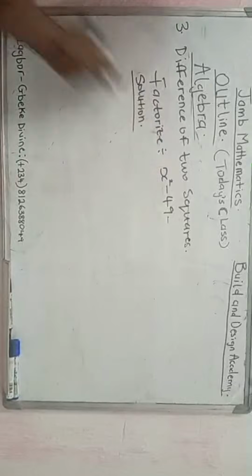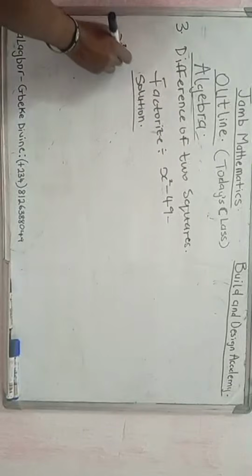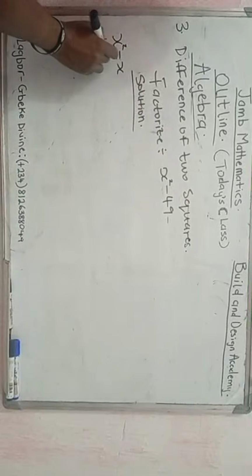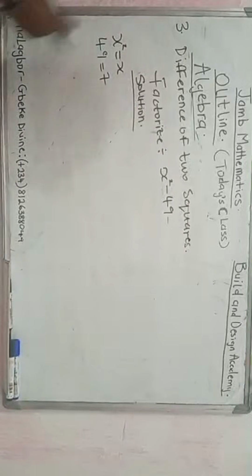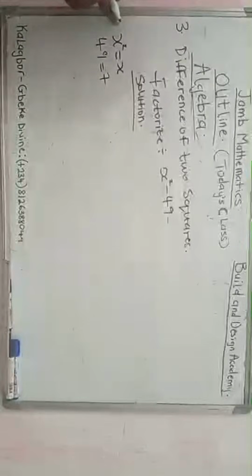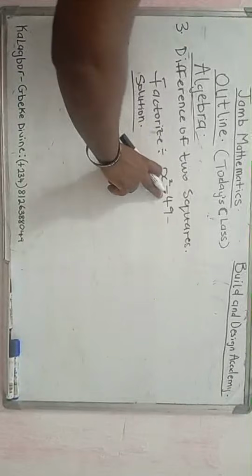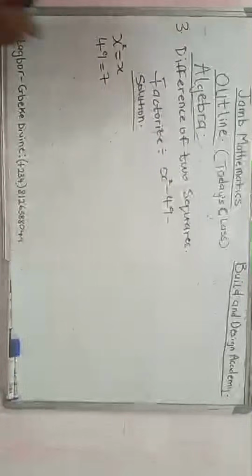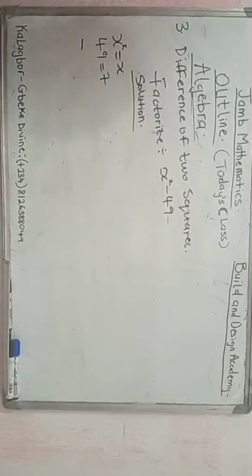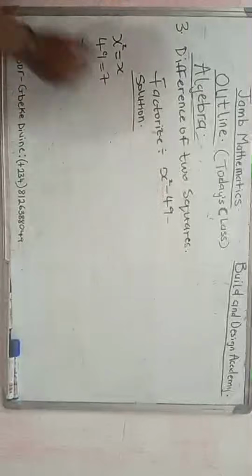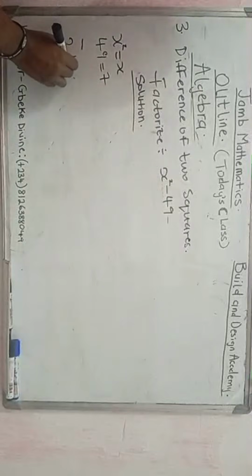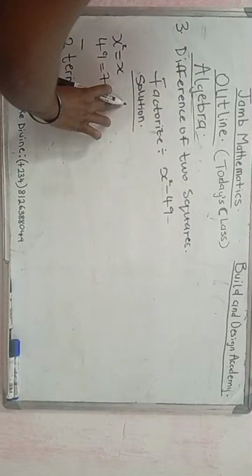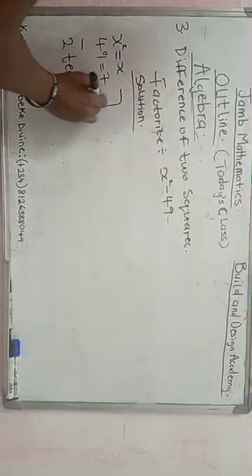Yes, it is. So for x squared, we have x as a perfect square. For 49, we have 7. The square root of 49 will give us 7. The square root of x squared will give us x. Now let's look. Is there a minus sign between both of them? Yes. There's a minus sign. Now, are there only two terms? Yes, there are only two terms. So the requirements are complete.